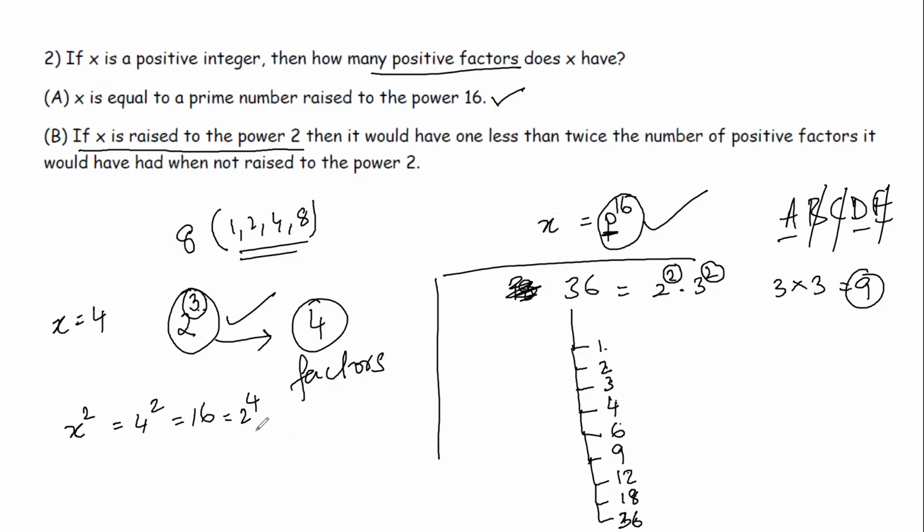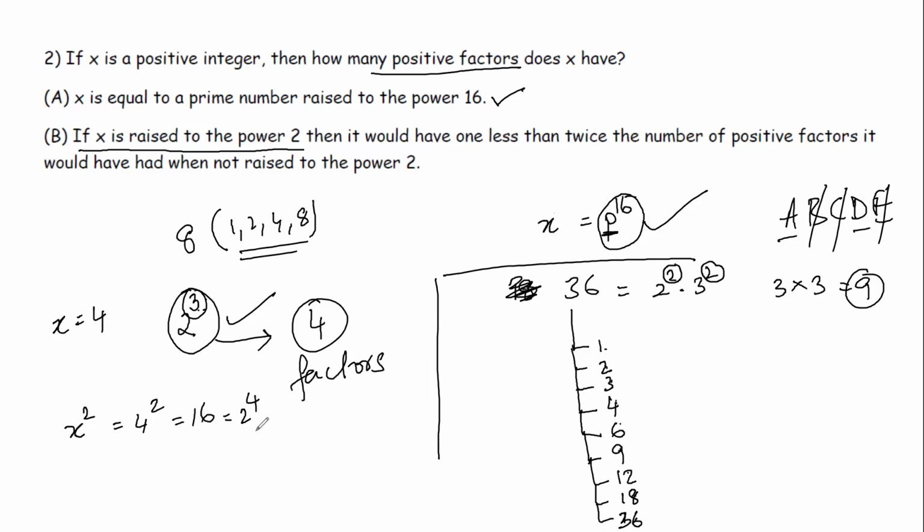It should have been when x would have 1 less than twice the number of positive factors it would have had when raised to the power of 2. So it should be the other way around. So let me read the statement again anyway. If x is raised to the power 2, then it would have 1 less than twice the number of positive factors it would have had when not raised to the power of 2. No, the statement is correct.